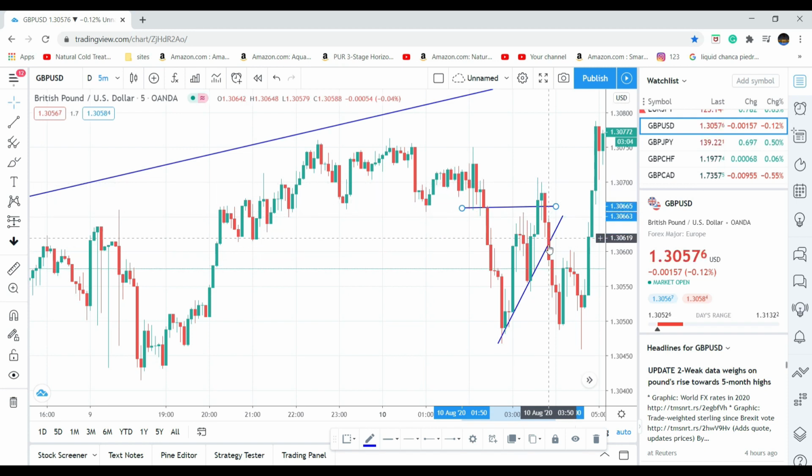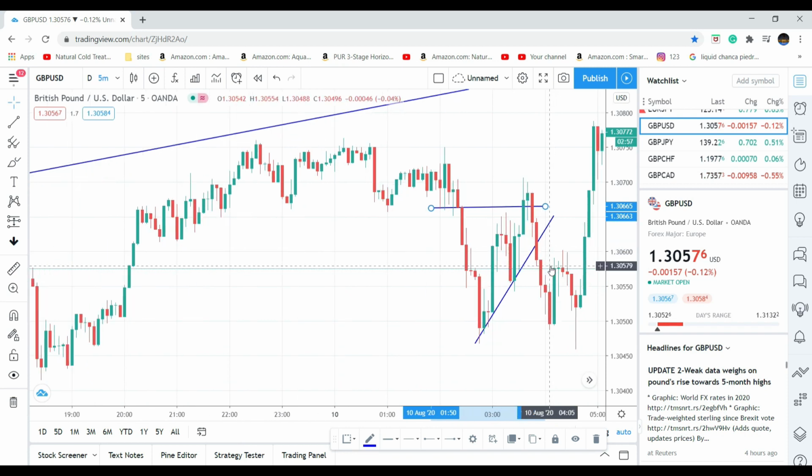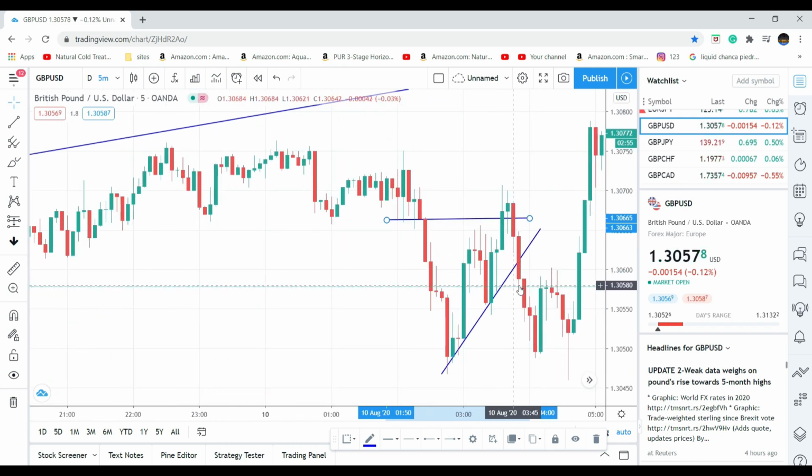Or you can say, as soon as it breaks this line right here, I'm gonna get in. Or you wait for this candlestick to close right here, and you get in right here, underneath here, and you look for your profits, right?